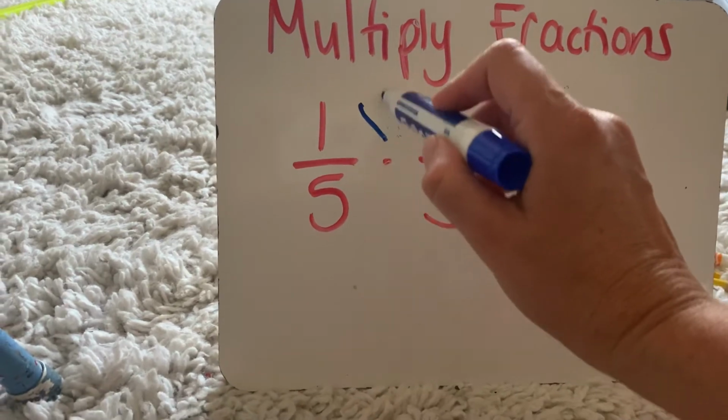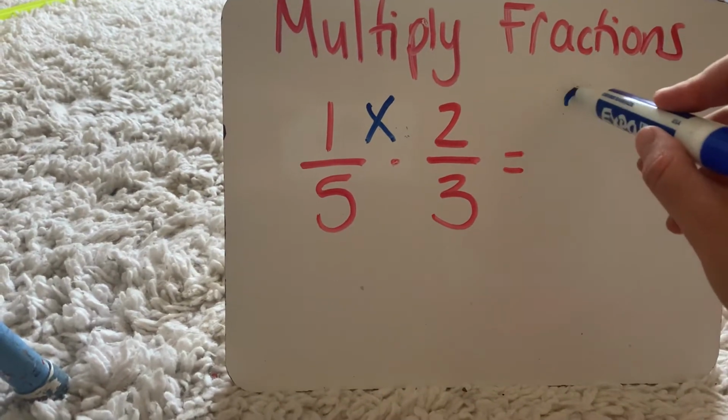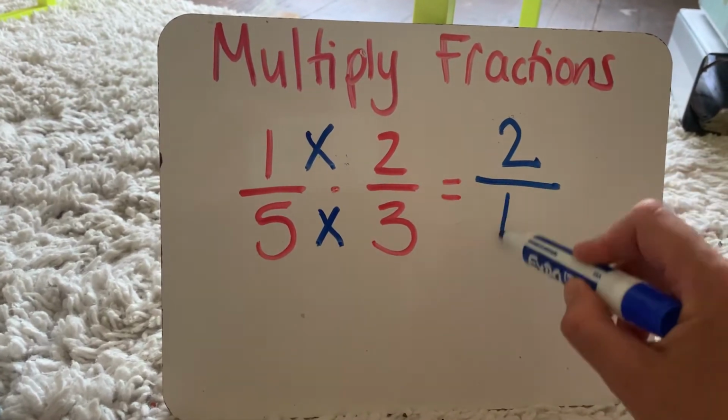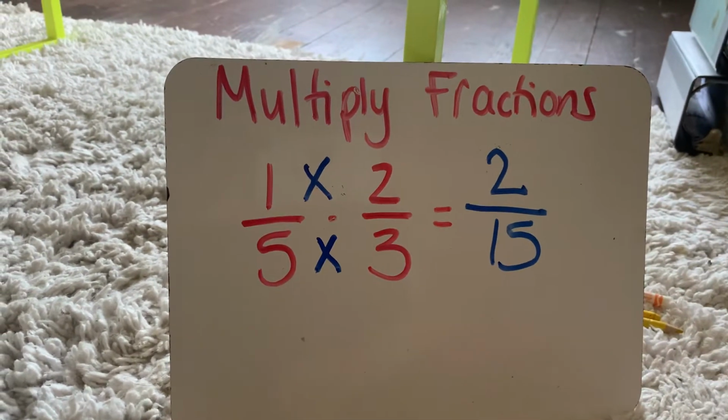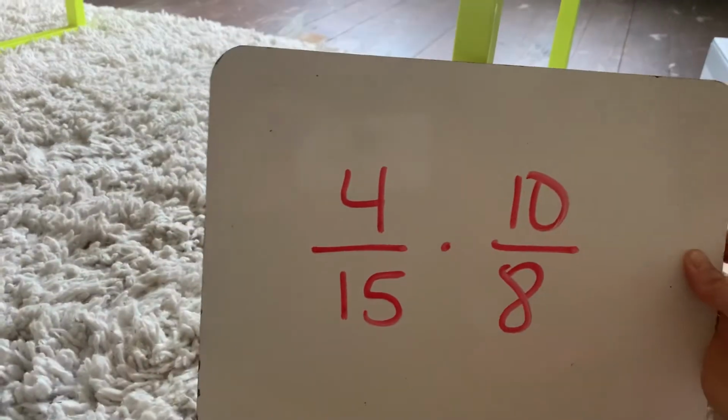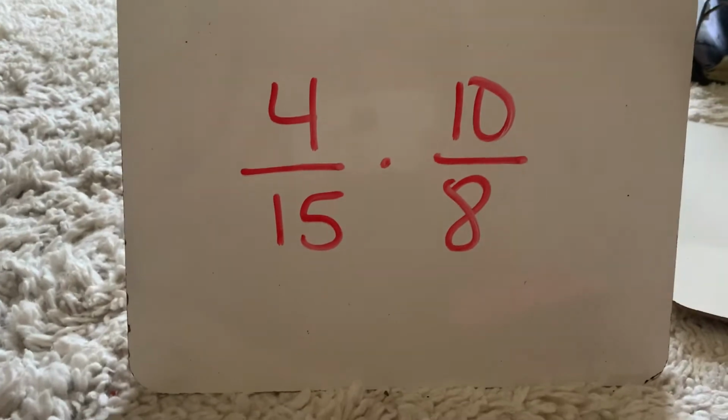I'm just going to multiply straight across the top. 1 times 2 is 2, and straight across the bottom, 5 times 3 is 15. That's my answer. Here's a second problem though, that's a little more complicated because it has higher numbers.